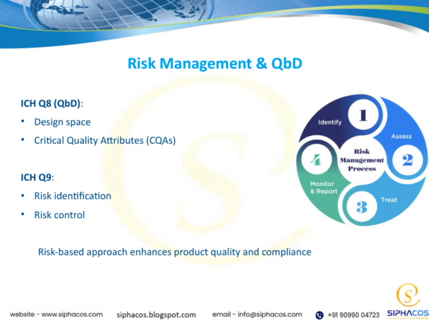Moving on to ICH Q9, which focuses on risk, the main points are risk identification and risk control. It's about proactively pinpointing potential risks that could affect quality and then implementing strategies to control or mitigate those risks effectively. The overall idea here is that a risk-based approach isn't just about avoiding problems. It's about enhancing product quality and ensuring compliance throughout the development and manufacturing process. By systematically assessing and managing risks, we can build a more robust, reliable product that meets the highest standards.